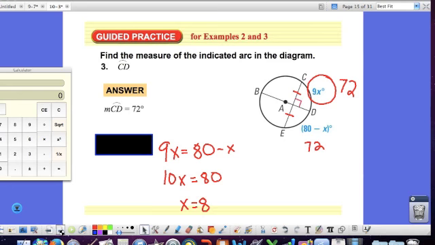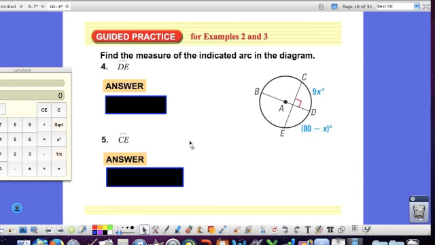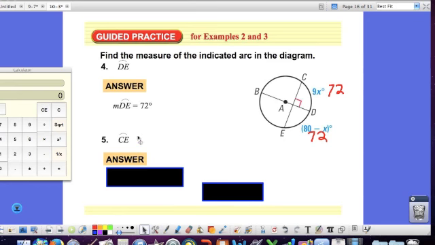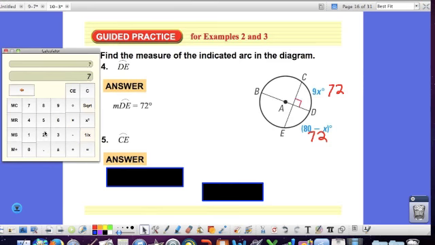Find the measure of the indicated arc in the diagram. So we just said this is 72. This is 72. So DE is 72. And CE, 72 times 2 is 144.